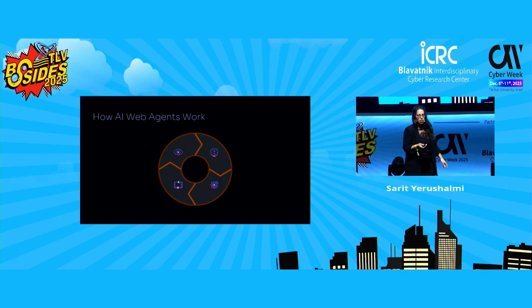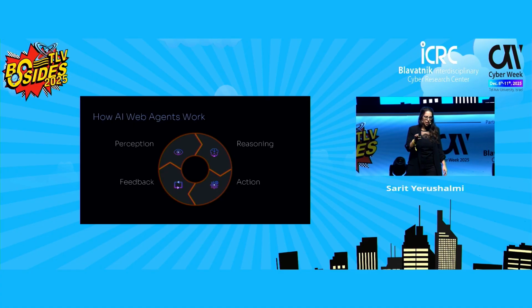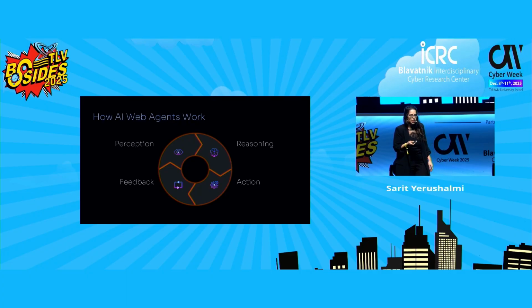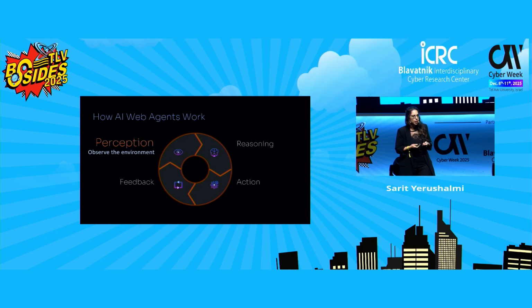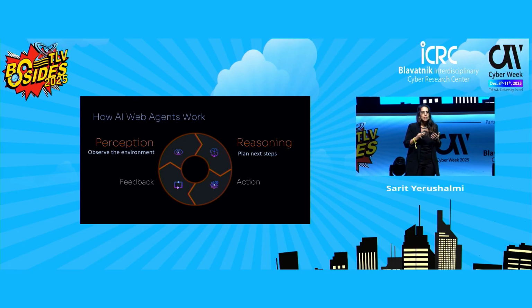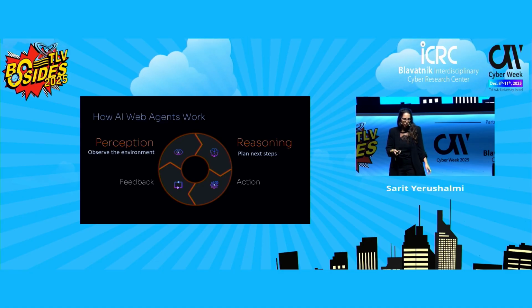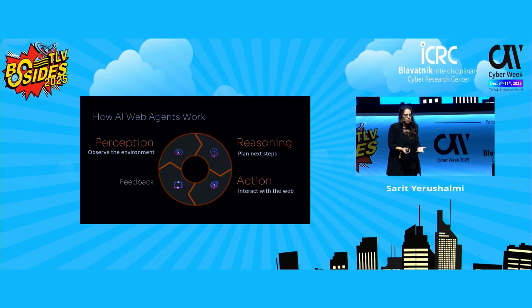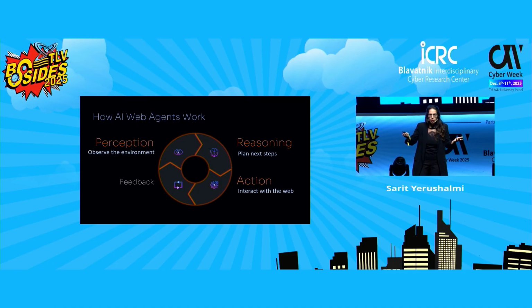OK, so now that we understand what they can do, let's look at how they do it. Most AI web agents follow a loop made of four steps: perception, reasoning, feedback, and action. Perception is where the agent observes the web page and understands what's on the screen. Then we have reasoning, which means the LLM decides on the next step, like what action will bring it closer to the goal that I set for it. Action is actually doing the real stuff, which is clicking, typing, navigating, or calling an API.